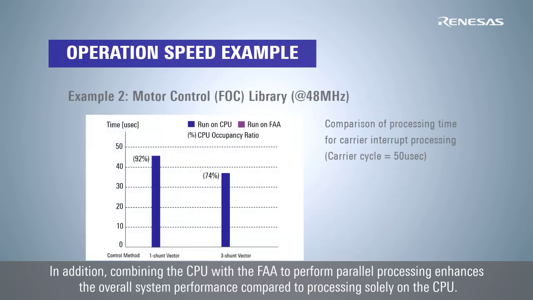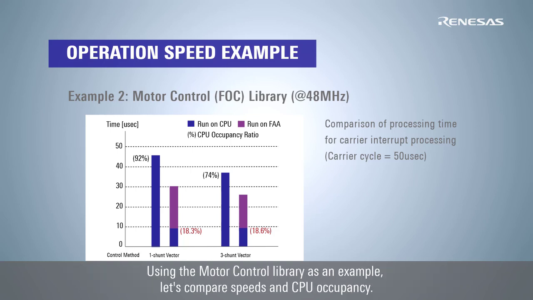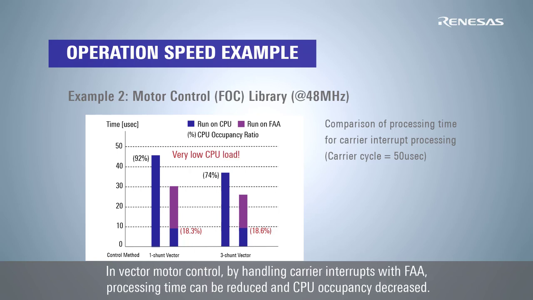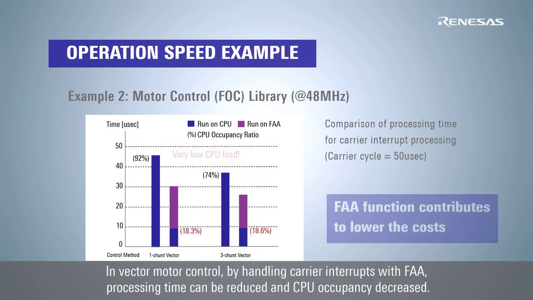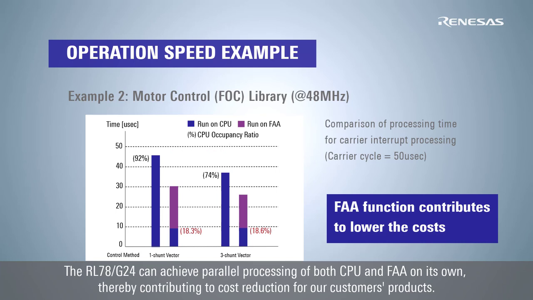In addition, combining the CPU with the FAA to perform parallel processing enhances the overall system performance compared to processing solely on the CPU. Using the motor control library as an example, let's compare speeds and CPU occupancy. In vector motor control, by handling carrier interrupts with the FAA, processing time can be reduced and CPU occupancy decreased. The RL78 G24 can achieve parallel processing of both CPU and FAA on its own, thereby contributing to cost reduction for our customers' products.